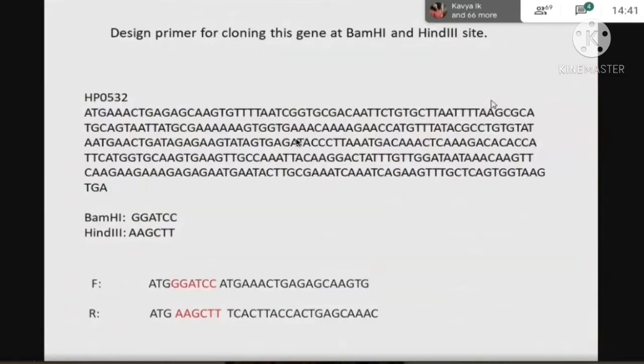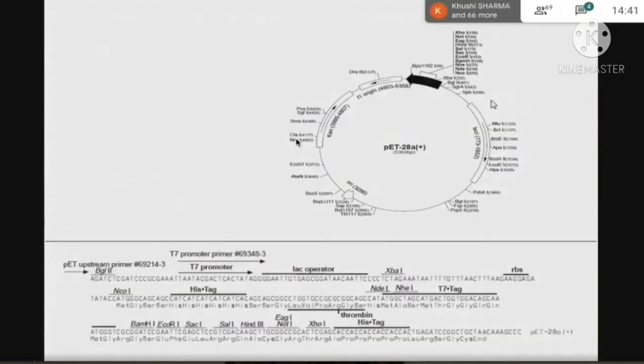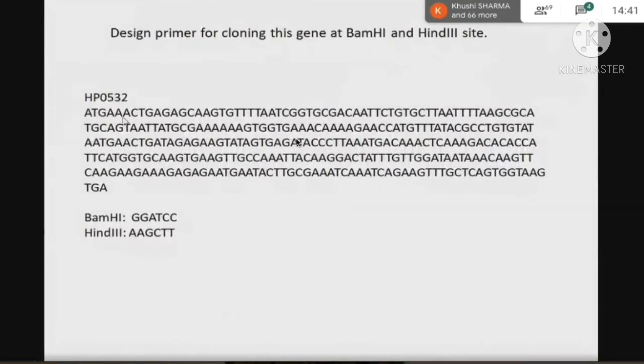So now, suppose you have to clone at the BamHI and HindIII sites. This is the restriction site for BamHI and HindIII. Now you have to clone this gene. This is the sequence of the gene. You have Helicobacter pylori template, genomic DNA is available. So now design a primer so that you can do PCR and clone it.